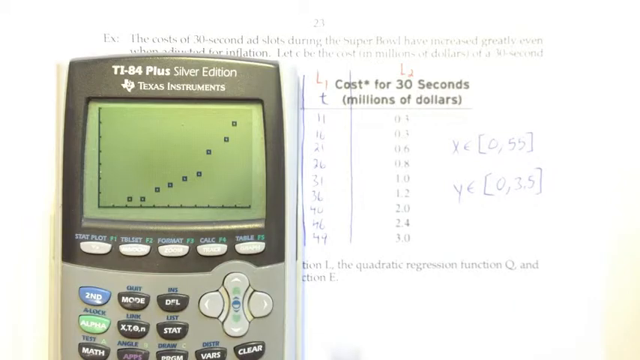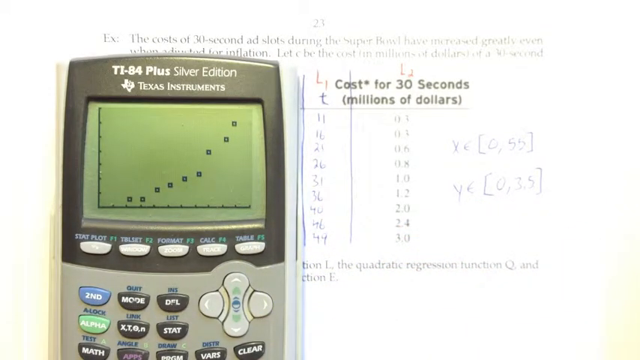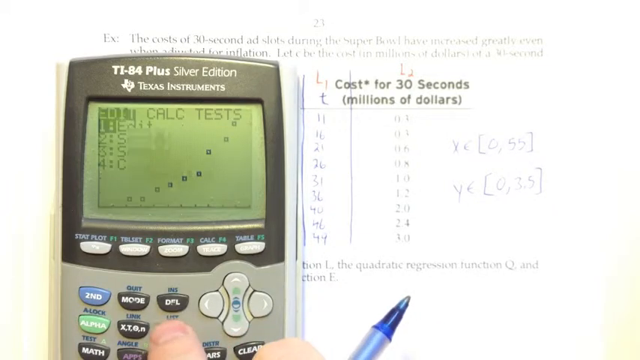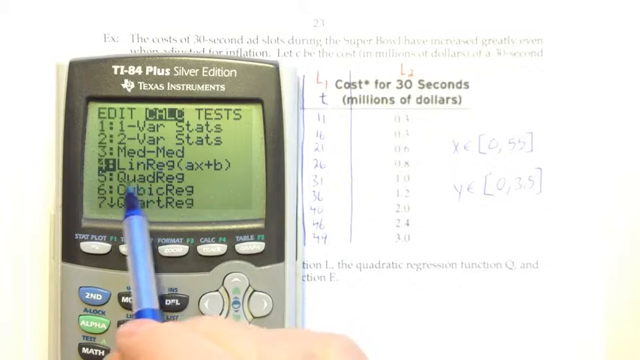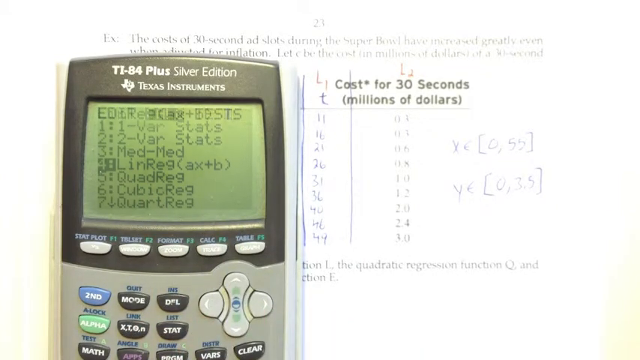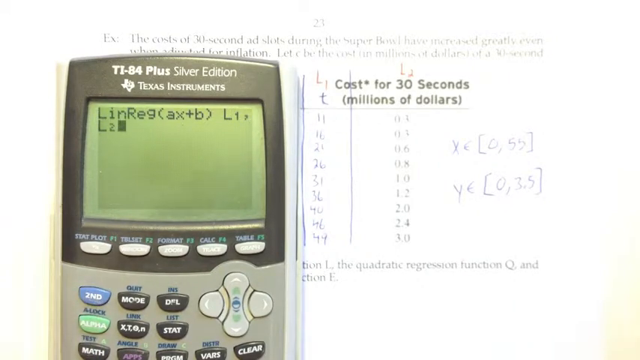And then since they're going to want me to graph them, I'm going to show you how to store those as well. So I'm going to go ahead and hit Stat and Calc, and I'll do the linear regression first. So I'm going to highlight linear regression ax plus b. I'm going to tell it where my variables are. So L1, comma L2 is where I put the variables.